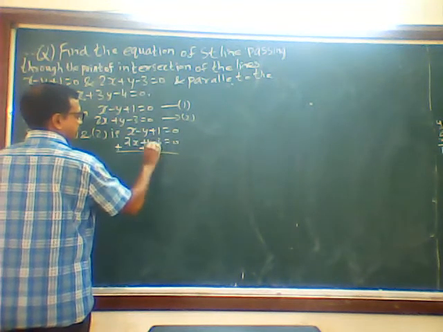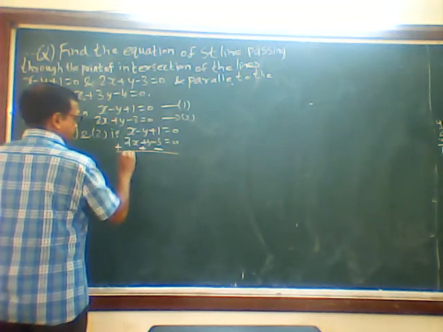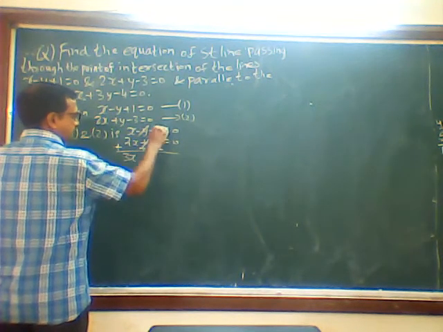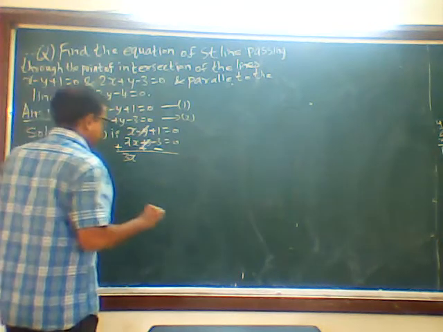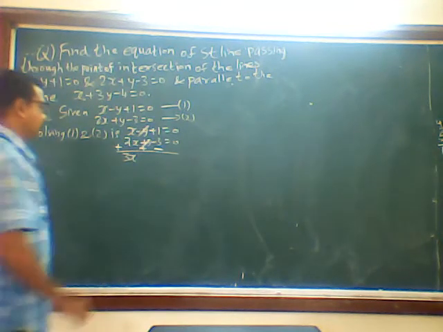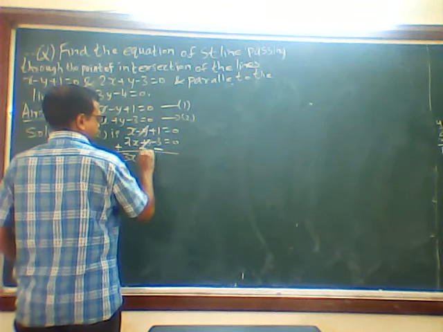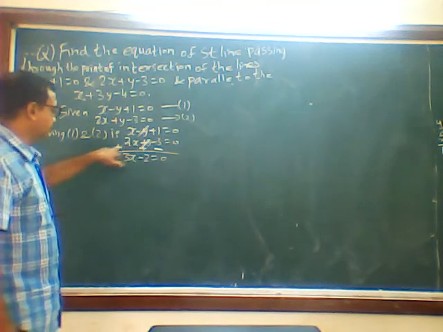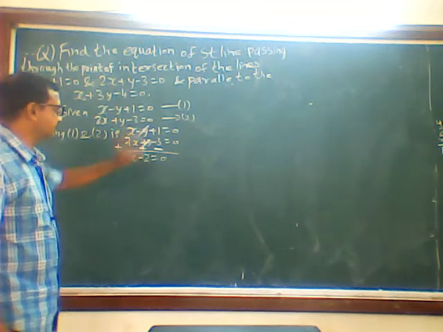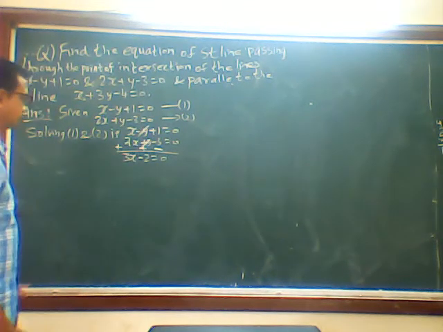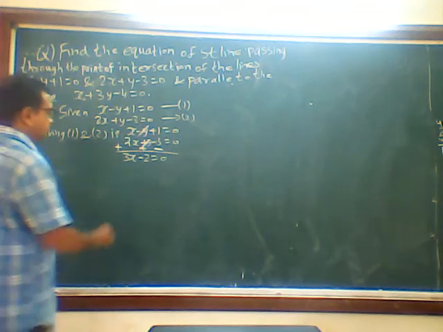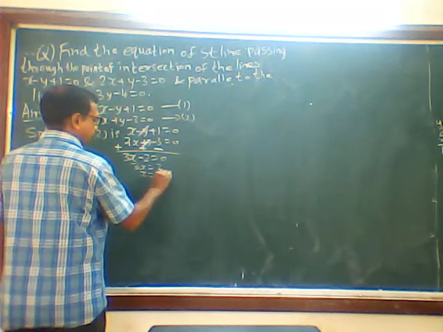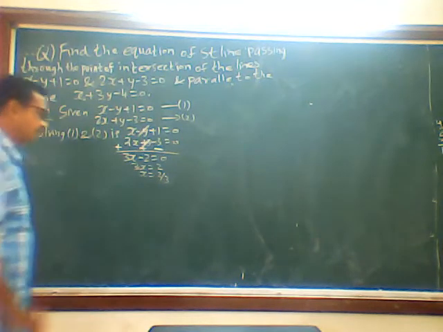Plus into minus is minus. x plus 2x is 3x, minus y plus y goes, 1 minus 3. Okay, 1 minus 3 is what? Minus 2. Plus into plus is plus, plus into minus is minus. Got it? So 1 minus 3 is minus 2. Then 3x is equal to 2, so x is equal to 2 by 3. We are getting a fraction.